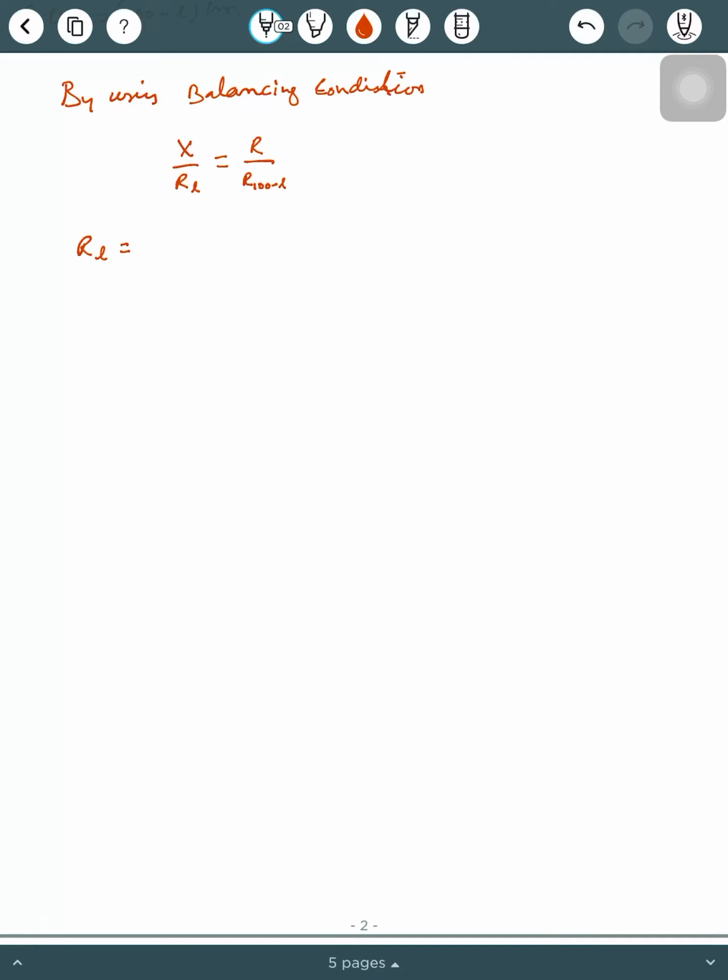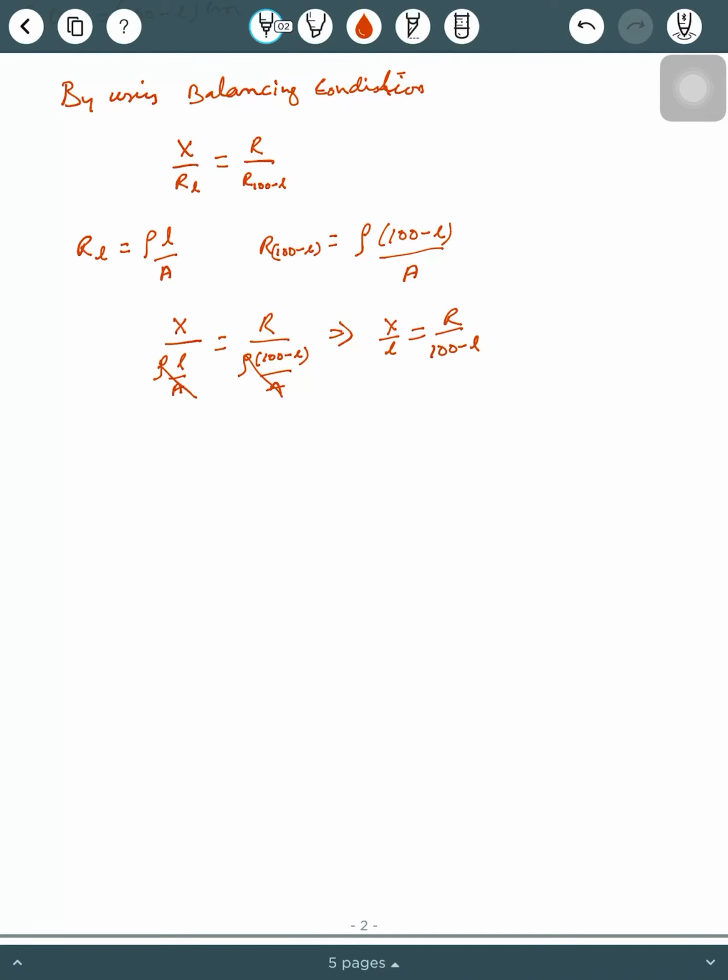We know that a wire of a given cross section of a given metal of length L offers a resistance of rho L by A. Then 100 minus L centimeters of wire offers rho times (100 minus L) by A. If I substitute these two values in the above equation, X by rho L by A is equal to R by rho (100 minus L) by A. So, rho on A got cancelled on either side, and you are left with X on L equals R on 100 minus L, which implies X is R times L by 100 minus L.